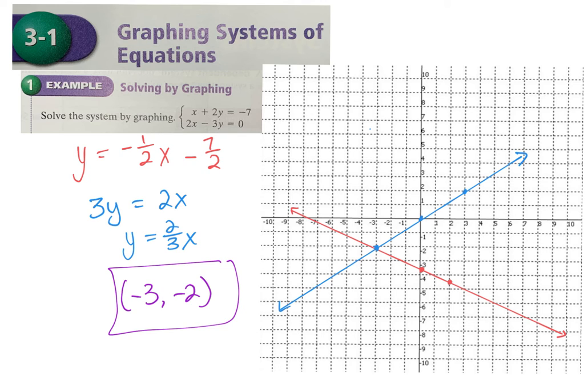So go ahead and try just one of these graphs. Check understanding number 1. Graph it and check your solution.